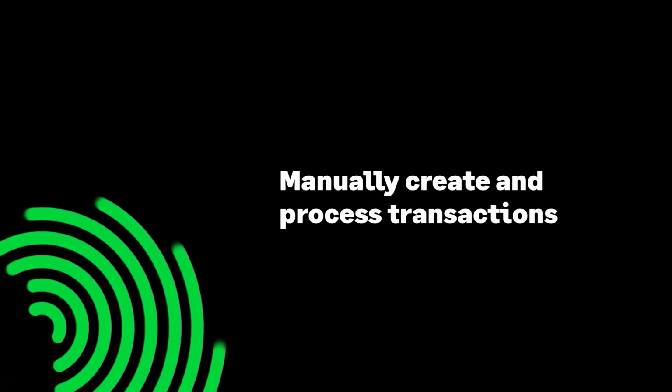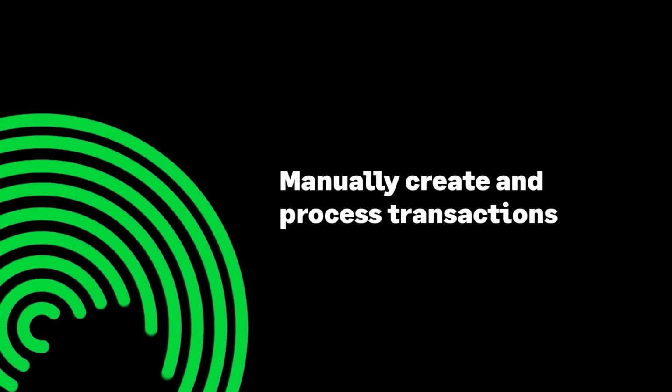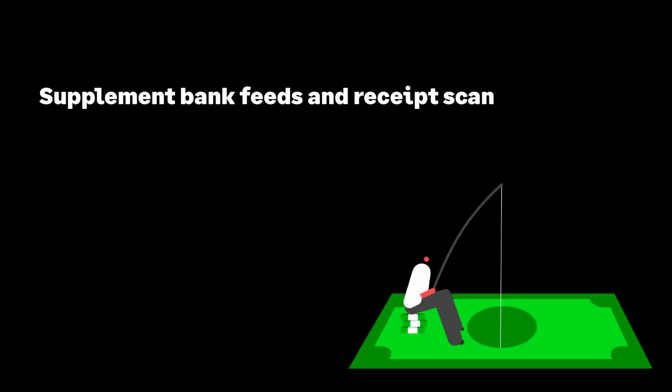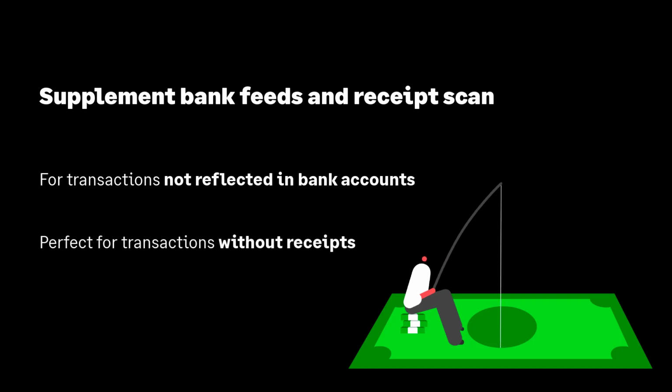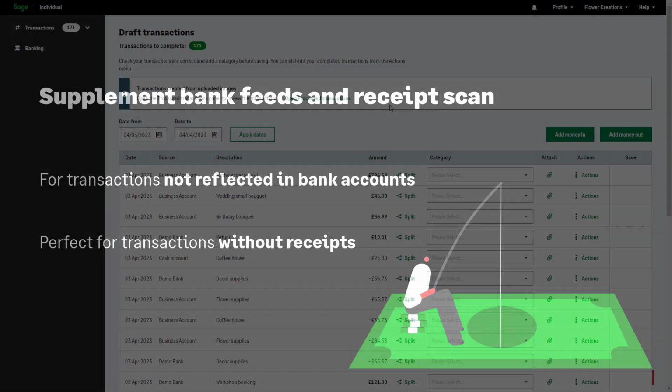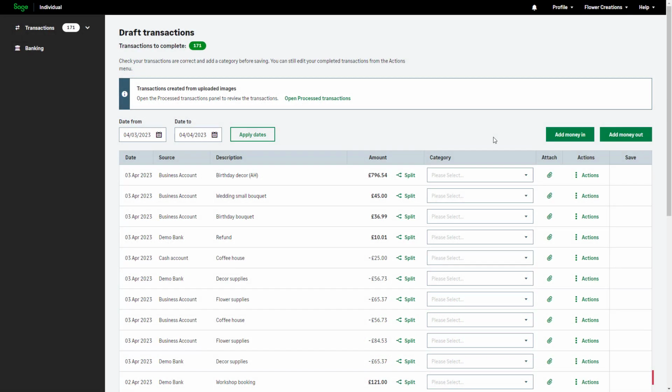Let's now learn how to manually create money in and money out transactions. This method supplements bank feed and receipt scan. Use this if you need to enter transactions not reflected in your bank account or you don't have a receipt to capture. To create a money in transaction, from Draft Transactions, click Add Money In.